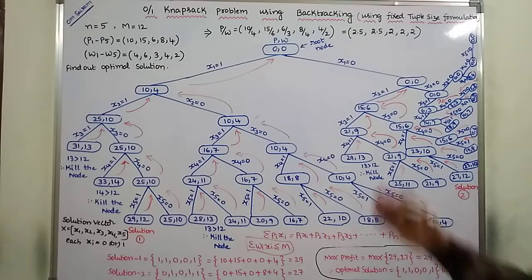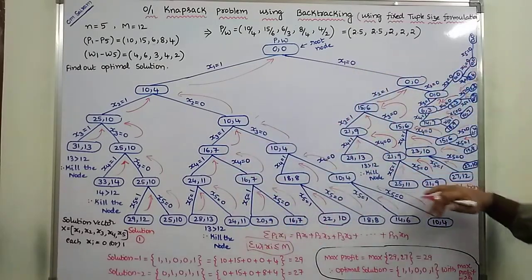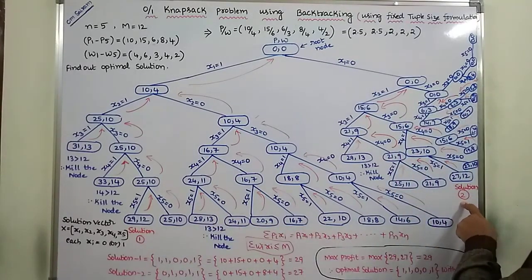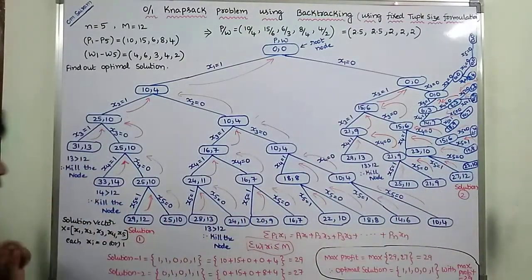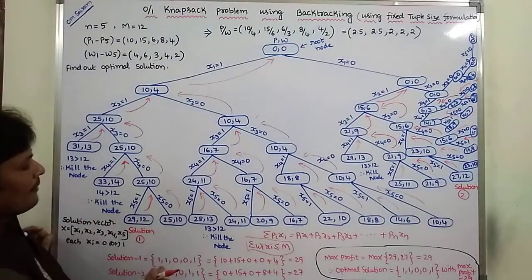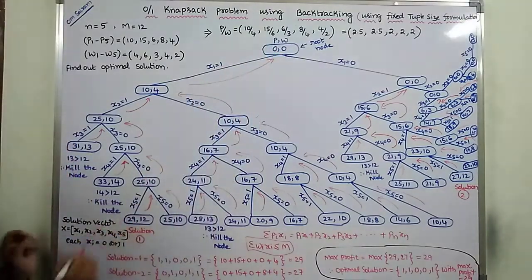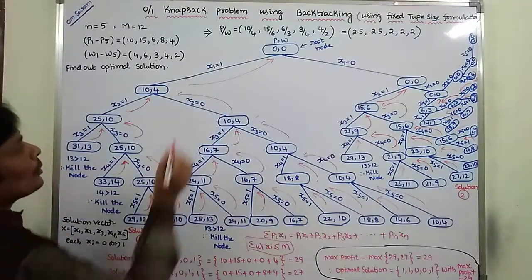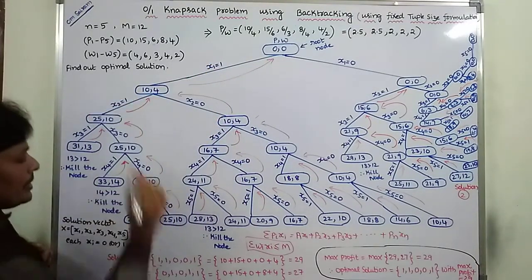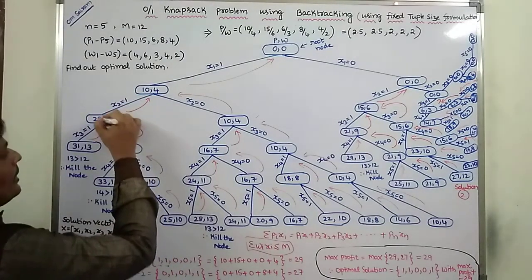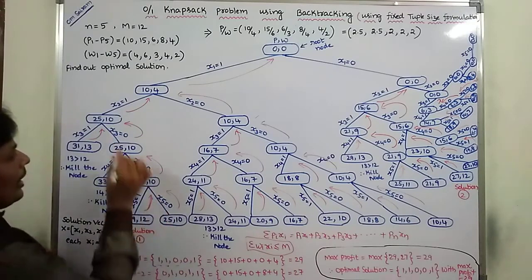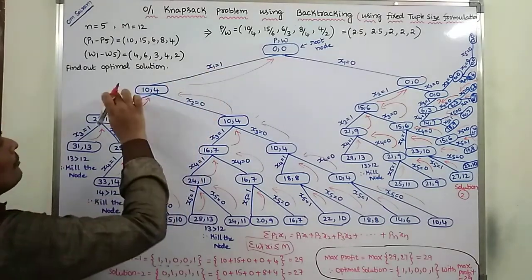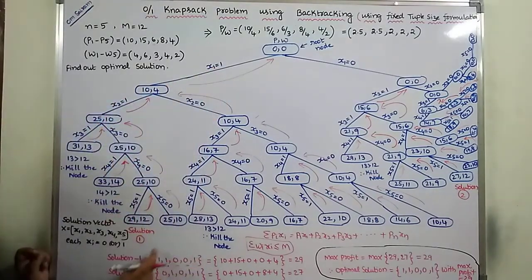Okay, so now left subtree is completed and the right subtree is completed. Left subtree contains one solution and the right subtree contains one solution. Okay, now we go for solution 1. Solution 1, how we are getting these values? From the root node to this node, how we are getting? So here x1 is equal to 1. Next we go for x2 is equal to 1. Next x3 is equal to 0 and x4 is equal to 0 and x5 is equal to 1. 1, 1, 0, 0, 1. This is we are getting.